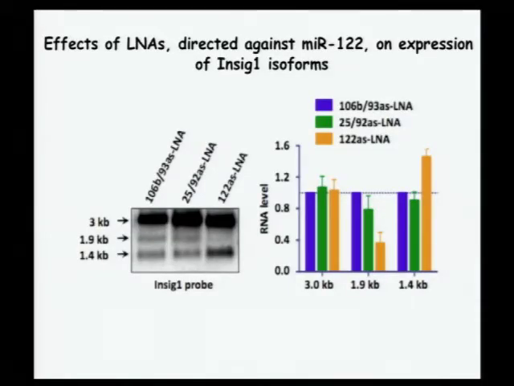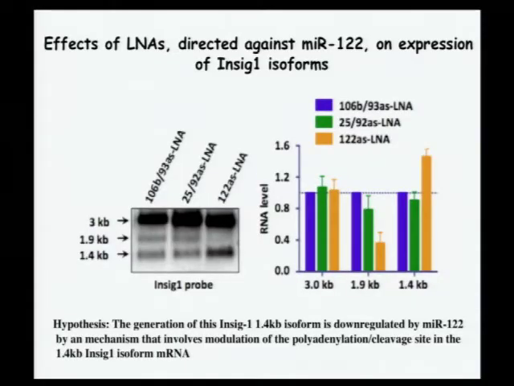Well, what is microRNA 122 doing? So we take LNAs and sequester microRNA 122, and we find the ratio of these Insig isoform mRNAs changes. Specifically, if you sequester 122, the 1.4 goes up and the 1.9 goes down. So this means our hypothesis is that the 1.4 is downregulated. Remember, you sequester, it goes up. So normally 122 downregulates the 1.4 isoform. And we think the mechanism involves polyadenylation and the cleavage site of the 1.4 kb Insig isoform mRNA.